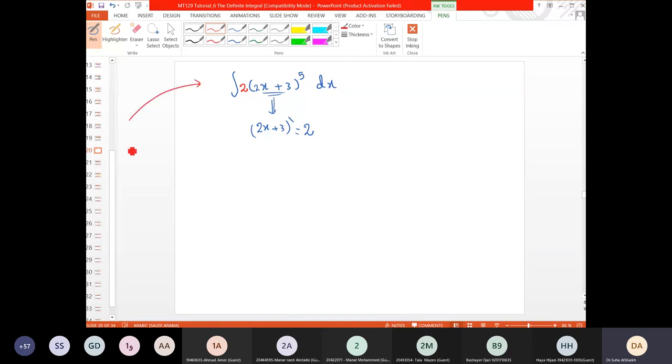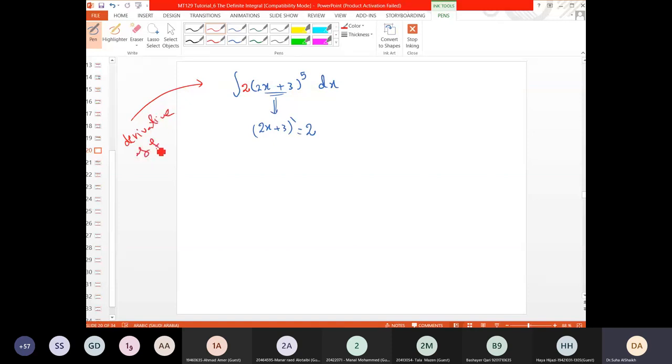So the derivative of the function inside should be out there. I need the 2 to be multiplied here. It must be multiplied by 2.